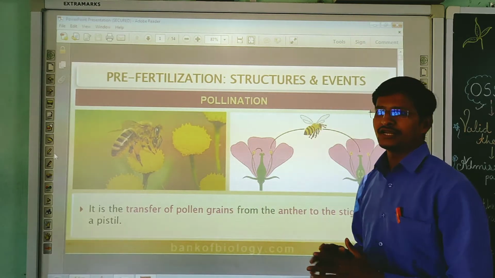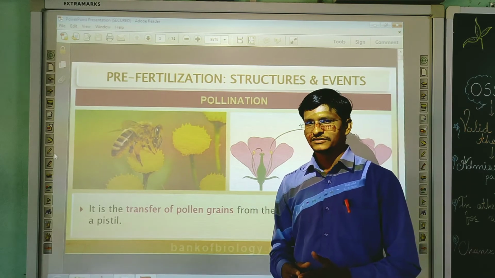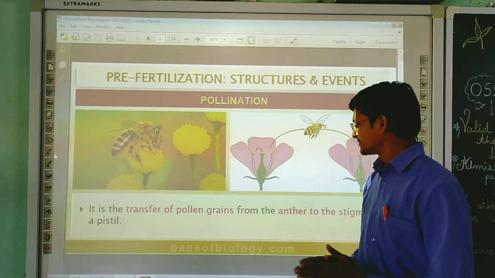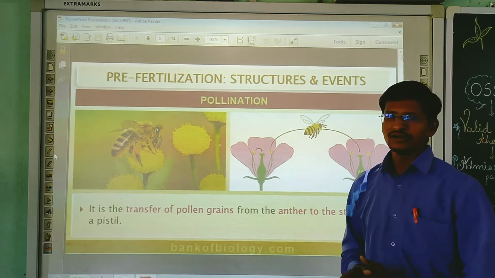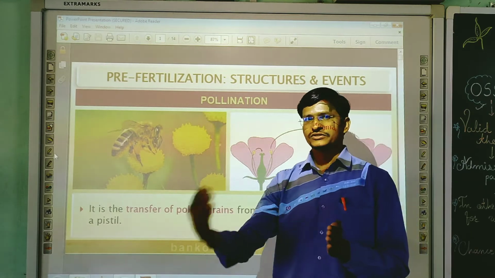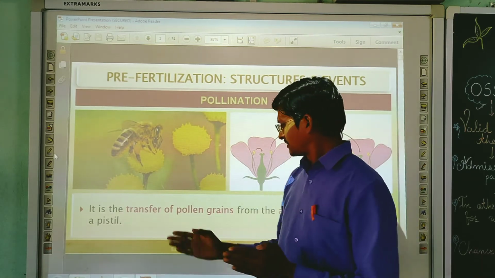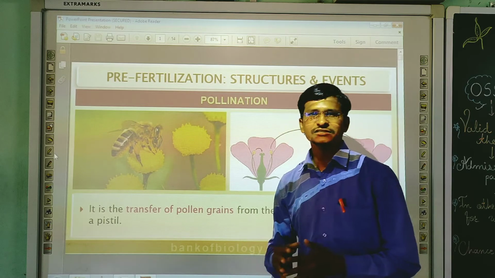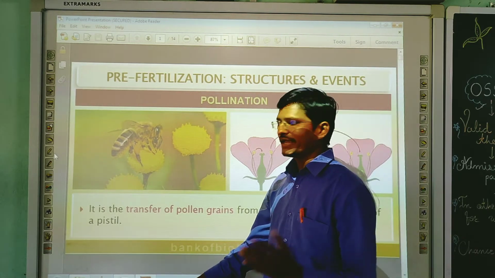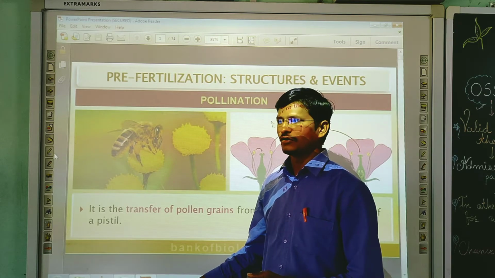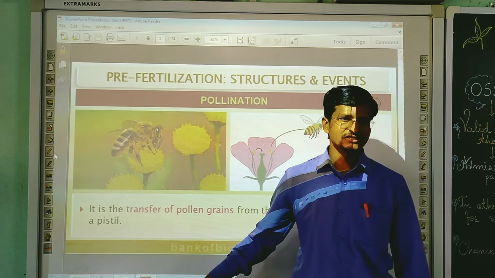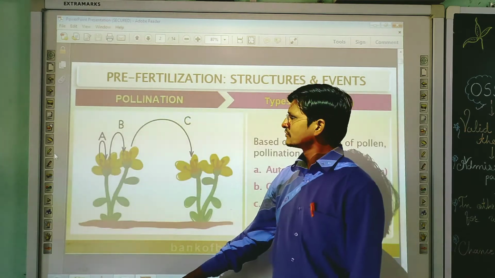Here, my dear students, we are aware of what pollination is. It is just the transfer of pollen grains from the anther to the stigma of the pistil. So pollination is a process, a transfer of pollen grains from the anther to the stigma of the pistil. We already know the two types of pollination, self pollination and cross pollination, and we will try to discuss that also.